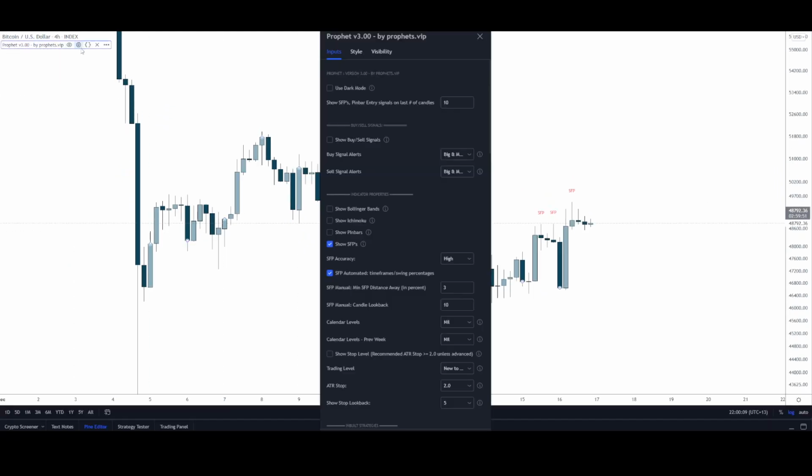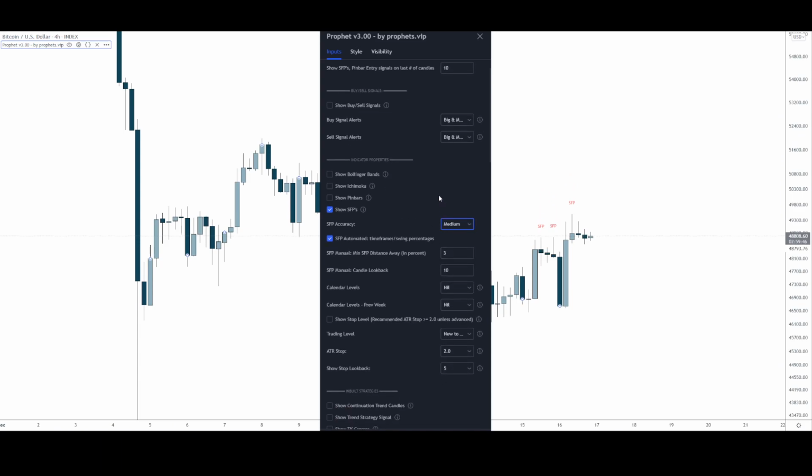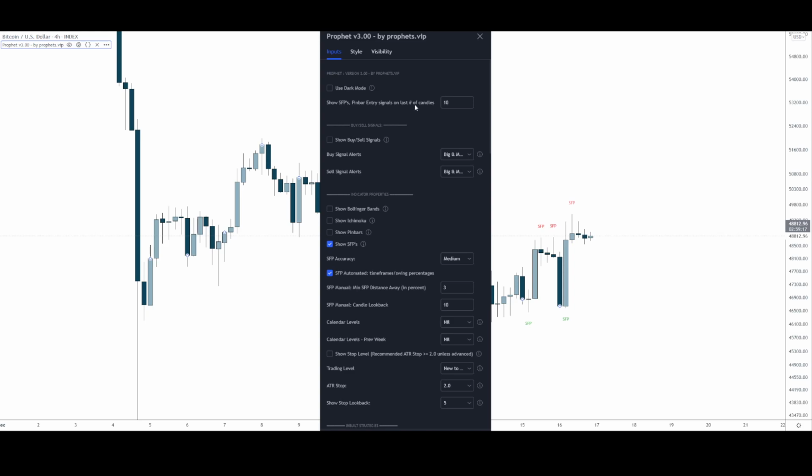Go back into the indicator here with the SFPs. Just going to move that down. You've also got the accuracy, so if you want to have a different accuracy, I'd recommend just taking the easy with these, just for this first initial release of the SFP. Don't expect it to be 100%, but it's pretty good. So this is the distance away in percent from the previous. This one here is the candle look back, so how many candles backwards it looks, okay? So that's what's available here, and then at the top here we've got the up here as well.